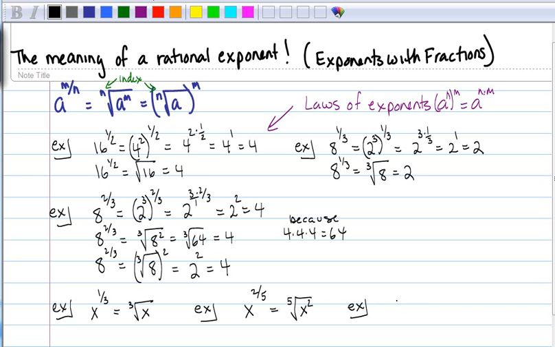Even if I changed this and made this, I don't know, 5/3, the numerator larger than the denominator, then it's still the same. The denominator is the index, and the exponent, as always, is the numerator. So that's what a fractional exponent means.